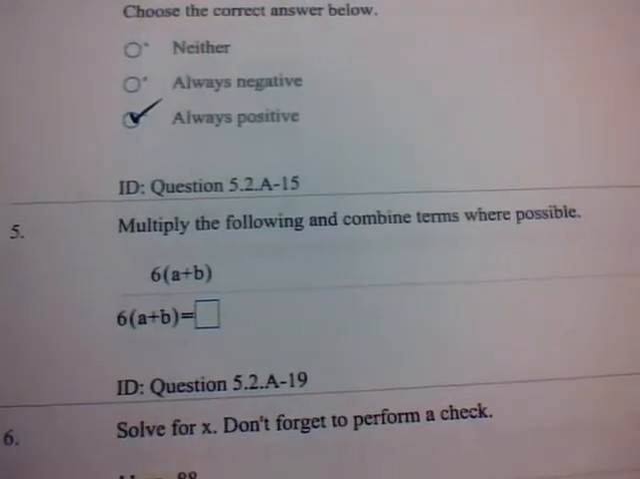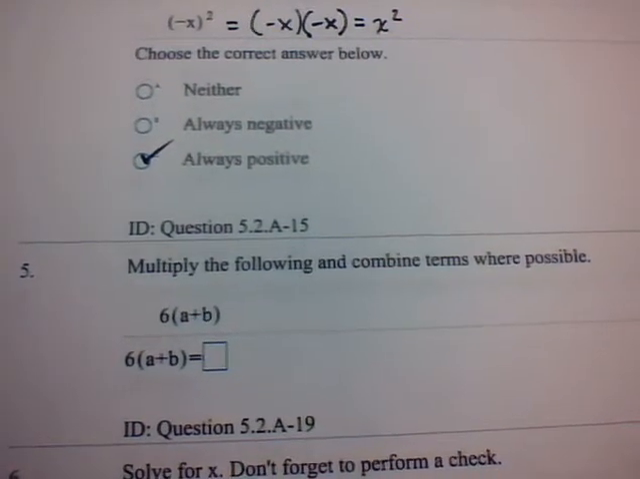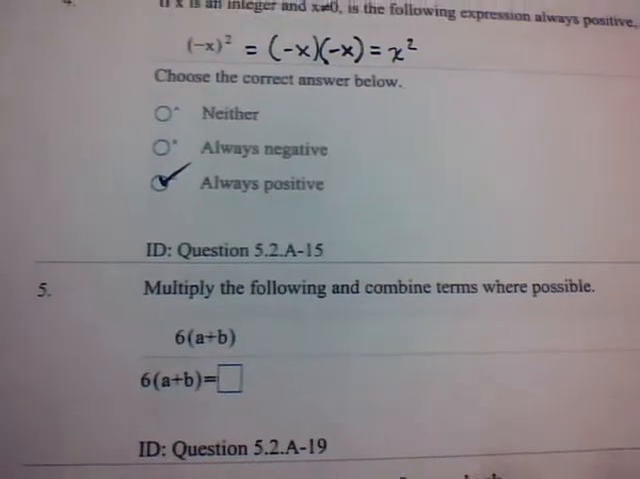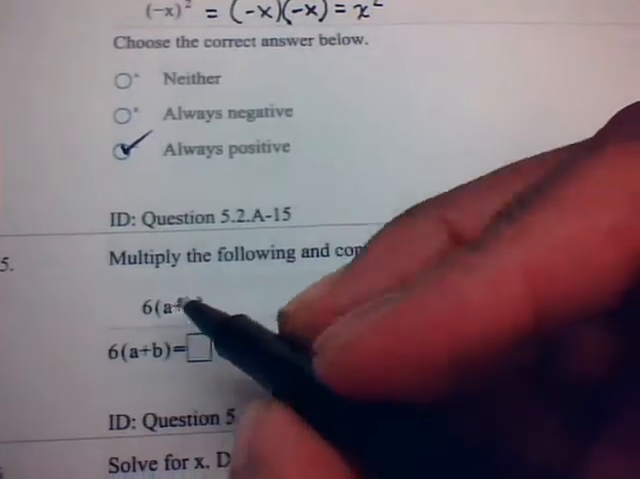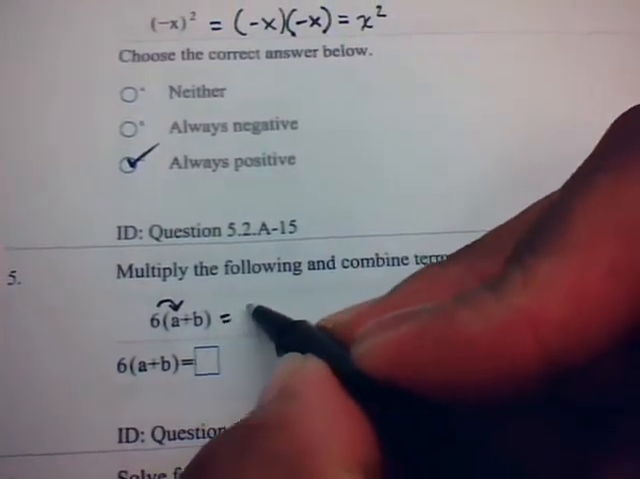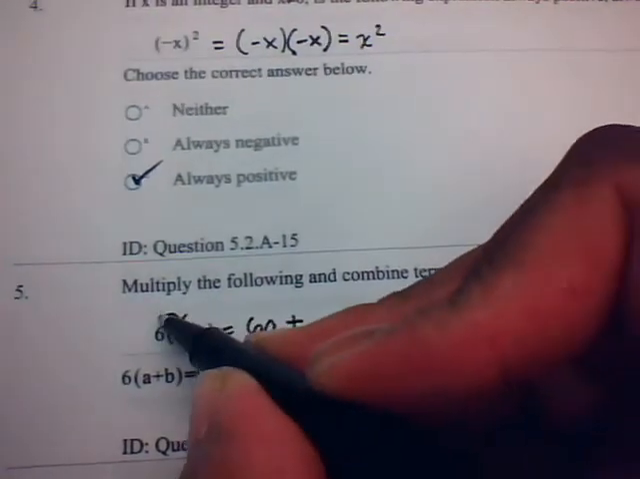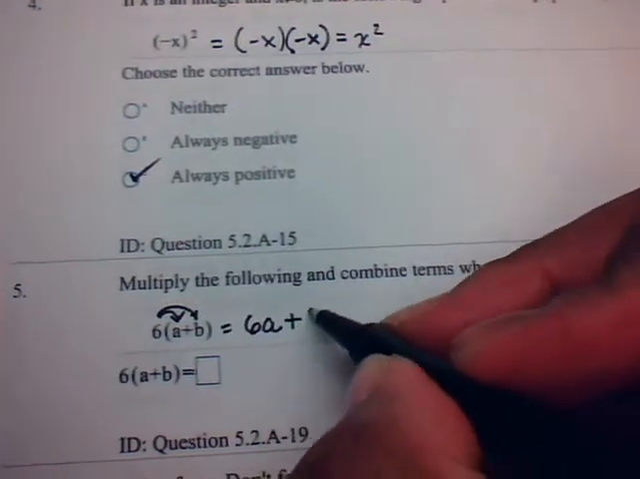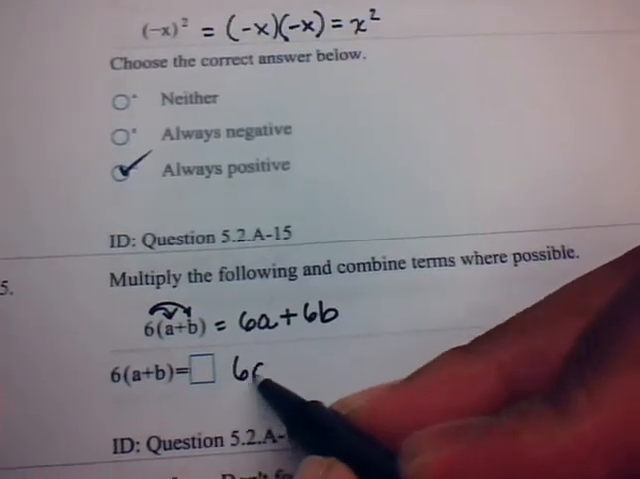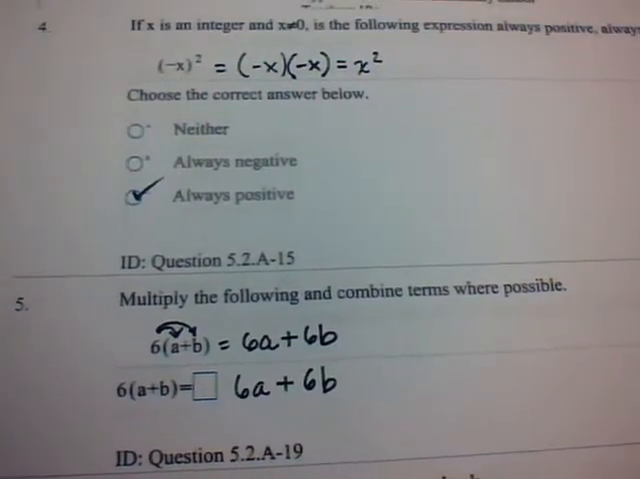Problem number 5 is to multiply and combine terms where possible. In this case, you've got 6 times, in parentheses, a plus b. Well, we'll just simply have to use the distributive property here. So here, when we do 6 times a, you'll have 6a, plus 6 times b is 6b. So here, 6 parentheses a plus b would just be 6a plus 6b.